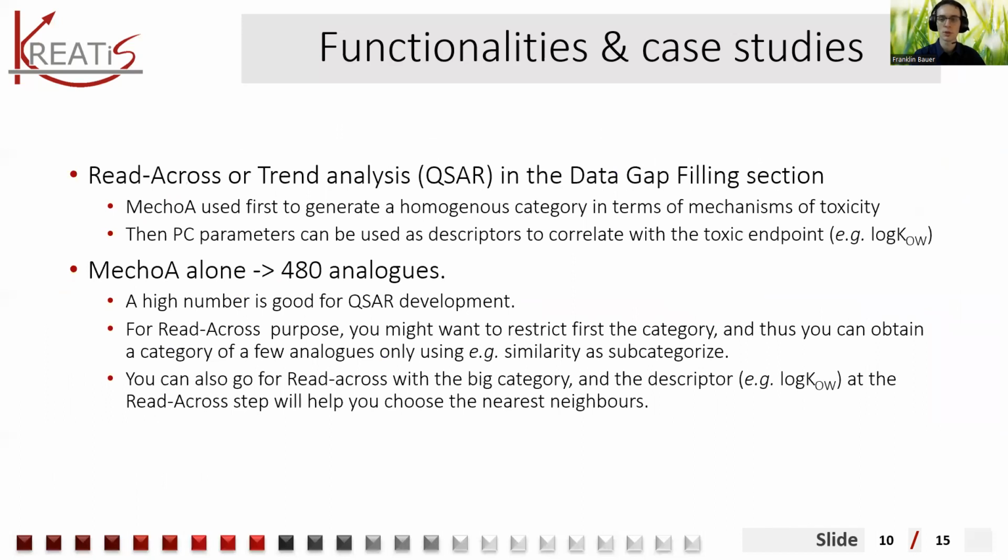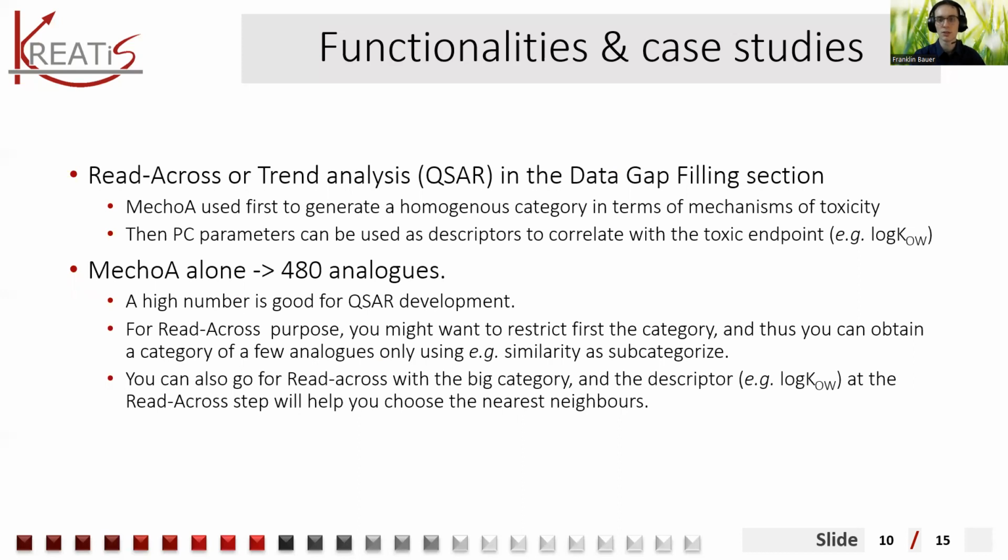Now, we actually want not just to have a list of analogs, but to fill a data gap using one or several analogs. Thus, we go to the data gap filling section of the toolbox to either perform a read across or a trend analysis, which is a simple linear regression QSAR. MechoA was used in the previous step to generate the category of 480 analogs for 2,4-dinitrophenol. So we have a homogeneous list in terms of mechanism of action.